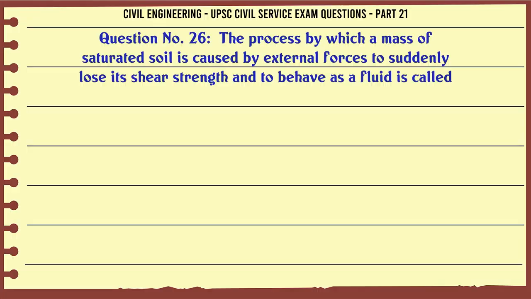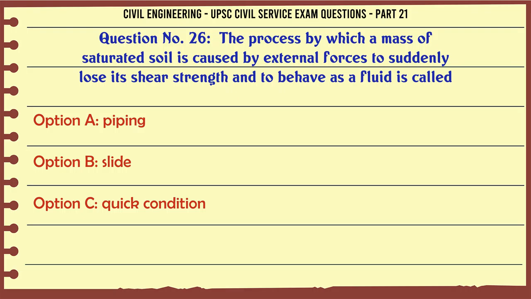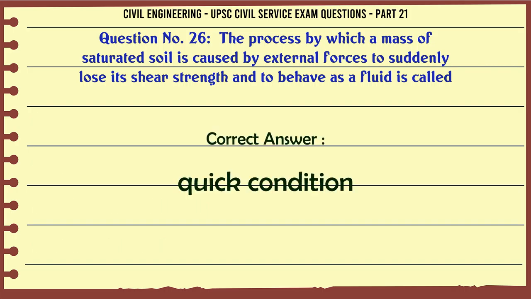The process by which a mass of saturated soil is caused by external forces to suddenly lose its shear strength and to behave as a fluid is called A. Piping. B. Slide. C. Quick condition. D. Liquefaction. The correct answer is quick condition.